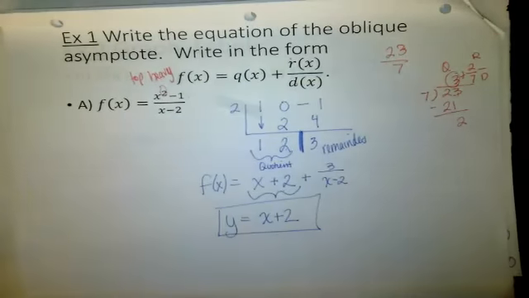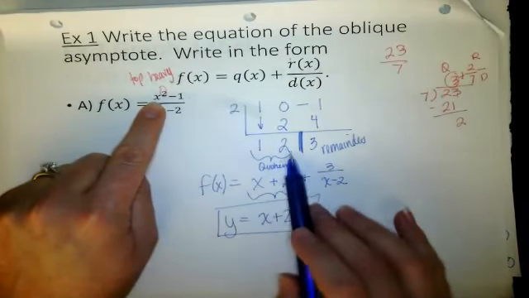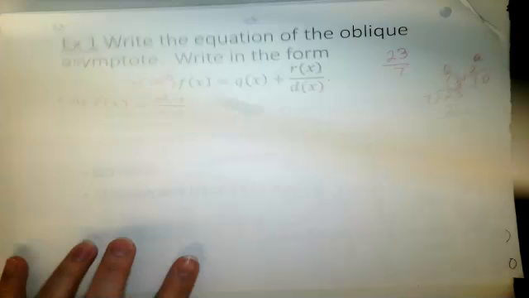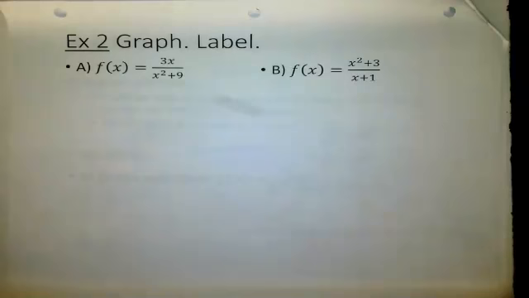So you can find an oblique asymptote just by doing some division. Really easy to do that. It's just the quotient, whatever that quotient turns out to be. What if it's not top heavy? Then we divide through by the highest power of x. So we're going to try a couple more. Example 2, graph and label.